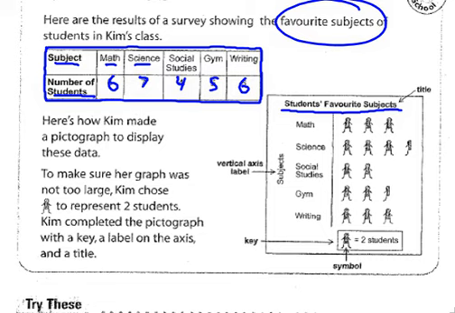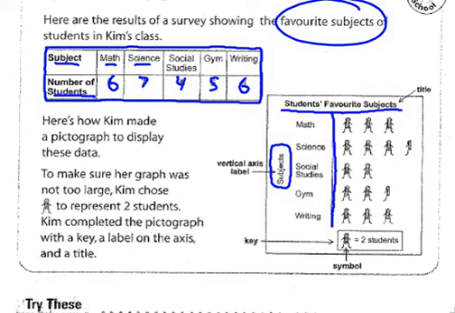Then we have a vertical axis. We have a vertical axis here. And that's where we're going to put our subjects. And we actually put a little title there. See this right here? Subjects. That little title helps me understand what these words are all about. So math, science, those are subjects.